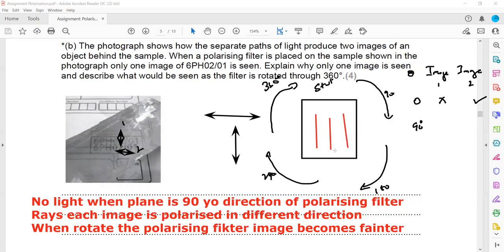So 90 degrees like this, the rotation. So at 90, as you can see, now the plane are parallel to image 1. So image 1 will be seen, but image 2 we cannot see because it's now perpendicular to the plane. Then we rotate further 90, like make it 180. Again, what will happen? Image 1 will disappear and image 2 will be seen.